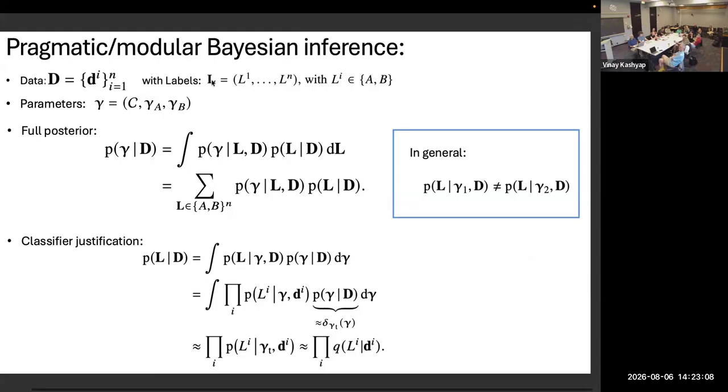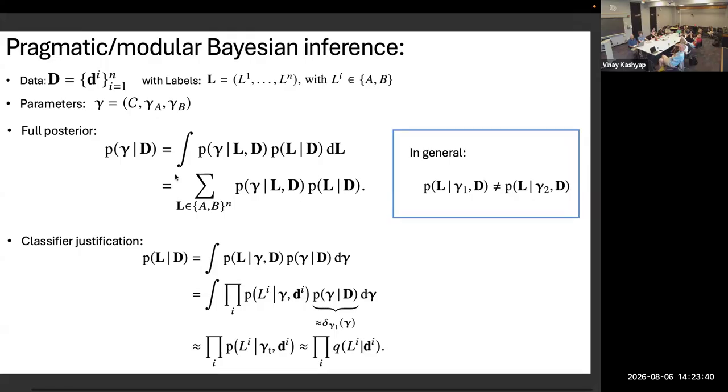These are data. We have the labels L, which are either type 1As or Bs. We have those parameters gamma, which we just basically divide in three sets: the cosmology C, which we care about, gamma A, which is the other parameters that govern the 1A model, and gamma B, which are just the contaminant parameters. Then the full posterior, we need to marginalize over the labels.